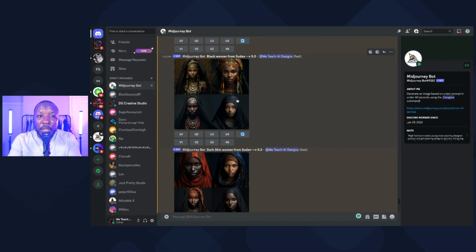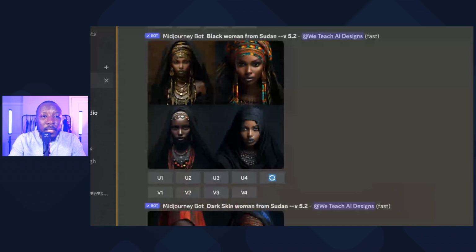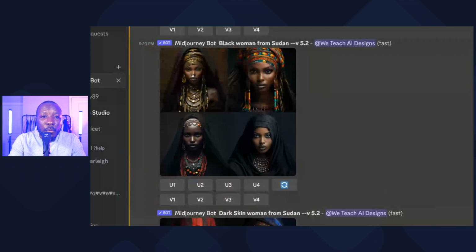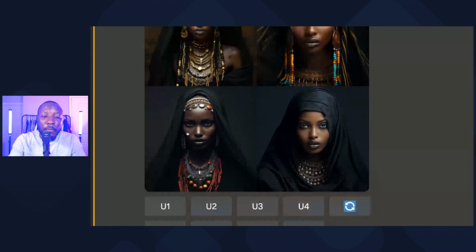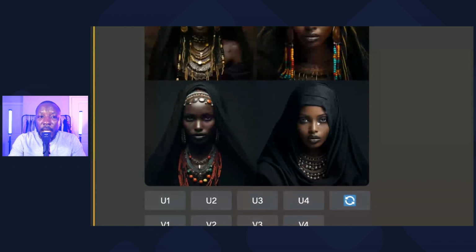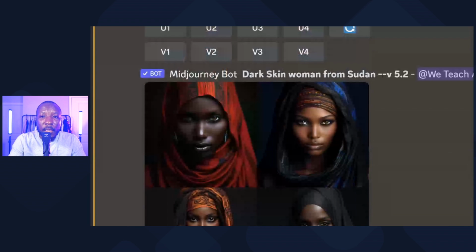So the first prompt that I put in was simply "black woman from the Sudan," and it gave me various levels of images. Here, you have 1, 2, 3. I think 3 is way closer to what I believe you are looking for. She's definitely the darker of the 4. So let's kind of go through again.